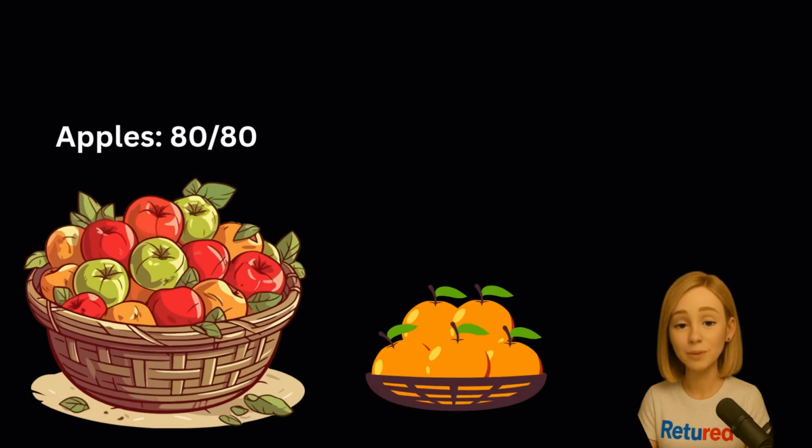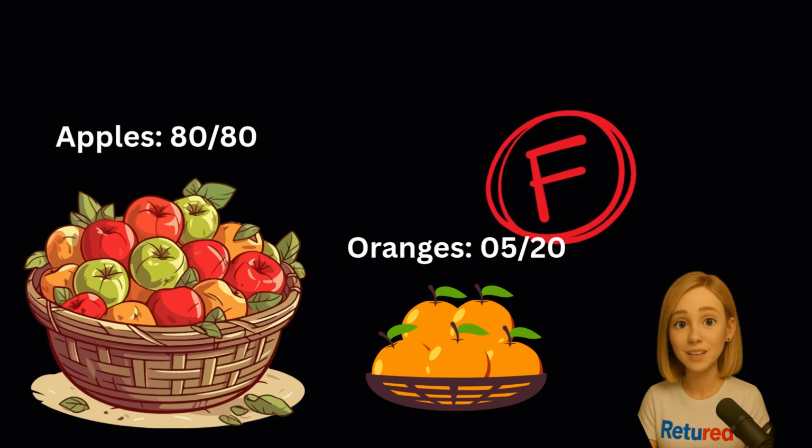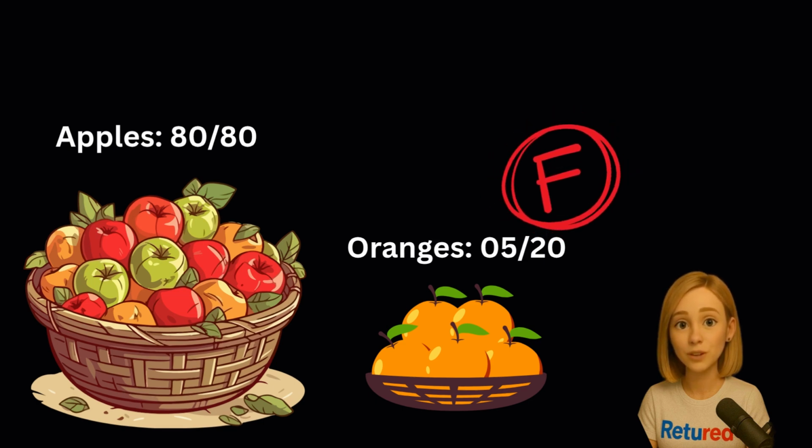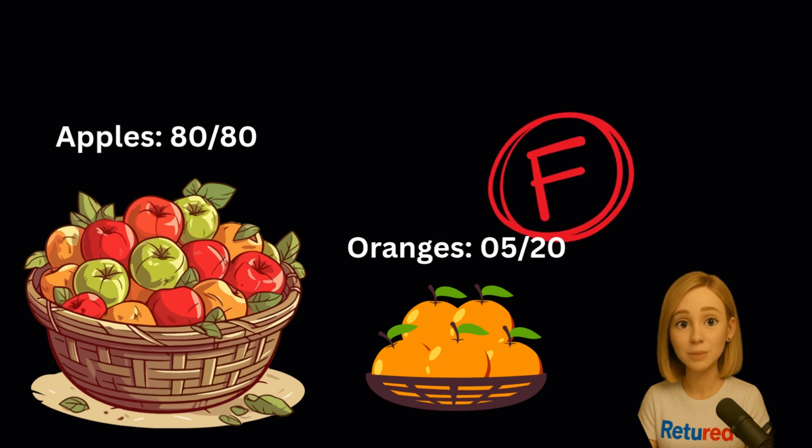But what if I told you the model correctly identified all 80 apples, but only 5 of the 20 oranges? It's a master at finding apples, but it's terrible at its other job, finding oranges. If your goal was to build a perfect orange sorter, this A-grade model is actually a complete failure.